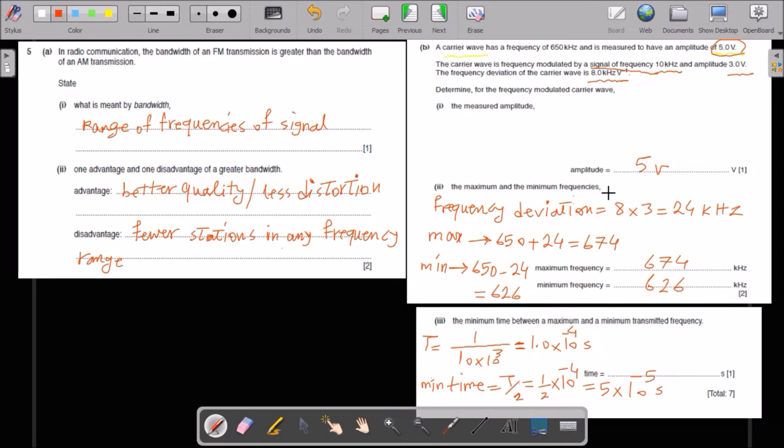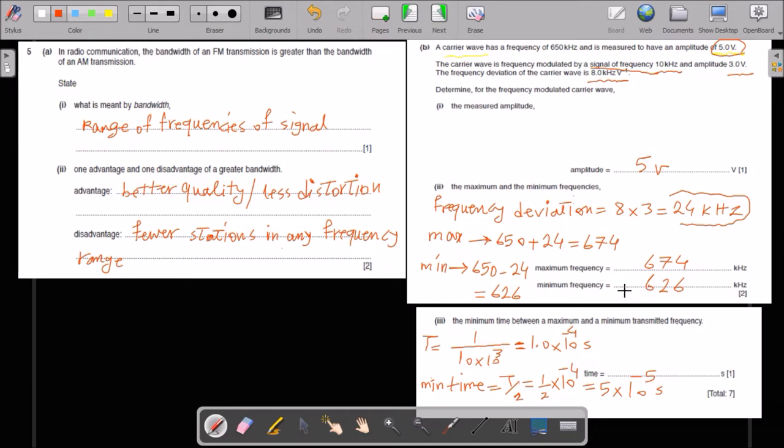The maximum and minimum frequencies. First of all, you should find frequency deviation. Frequency deviation is 8 kilohertz per volt, and amplitude of the modulating signal is 3 volt. That's why 3 times 8 is 24 kilohertz. So this is frequency deviation. If you add frequency deviation to frequency of a carrier wave, you will get maximum. If you subtract, you will get minimum frequency. So 674 and 626 will be the answers for this part.